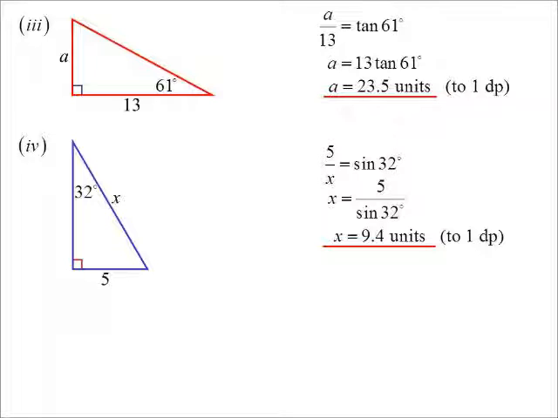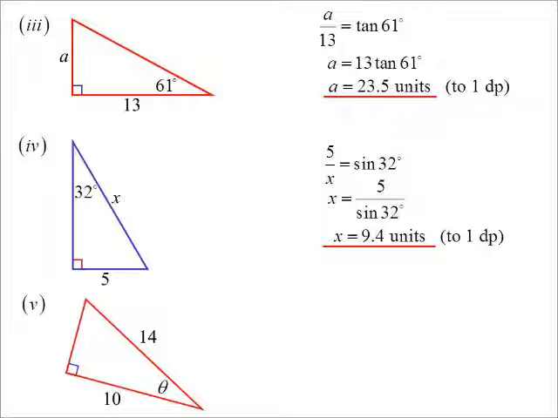Simplest way I remember is simply, well, if the pronumeral is in the top, I'm going to multiply by the number. If the pronumeral is in the bottom, I'm going to divide by the number. Well, when I say the number, I mean the trig. So I multiply by the tan 61, here the x, I divide by the sine of 32, 9.4. The third type, of course, therefore, is finding an angle.